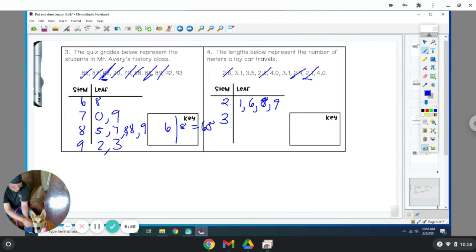The next would be 3.1, so 1 and then 5. Oops, and there's another 3.1, and then a 5. And then 2 4.0s. A key will be, if you have a 2, 1, this equals 2.1. That's where you have to include a key, because sometimes it can be different decimal places. And that's how you do a stem and leaf plot.